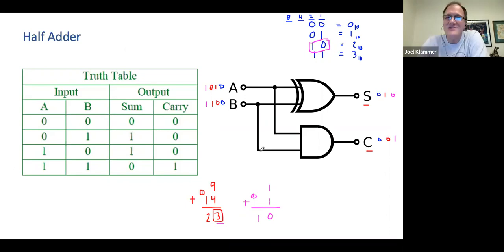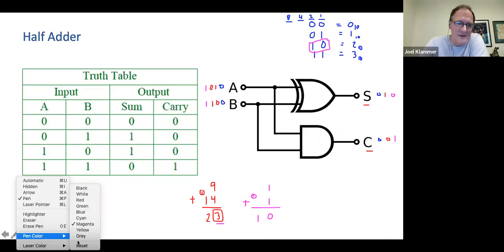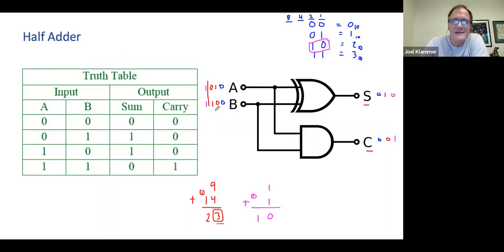How do we actually make this work then? Well, this sum has to be 1 if and only if one of the inputs is true and the other one's false. That's a perfect case for an exclusive OR. That's the only time this one output is true. So an exclusive OR here is a perfect choice.